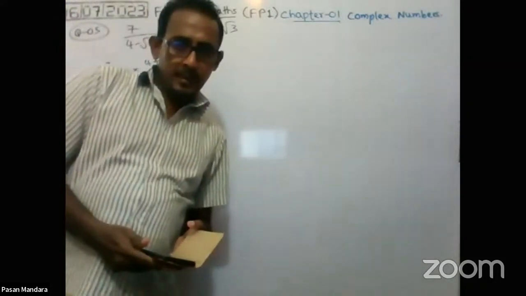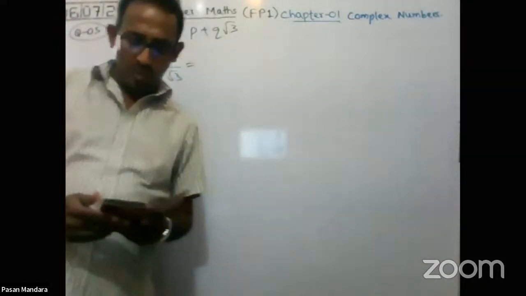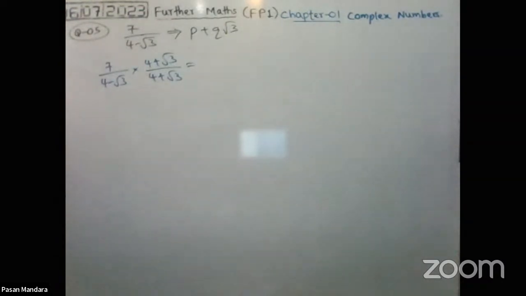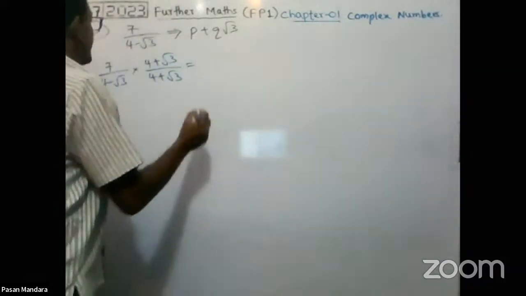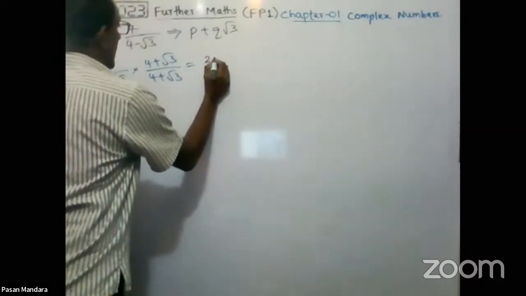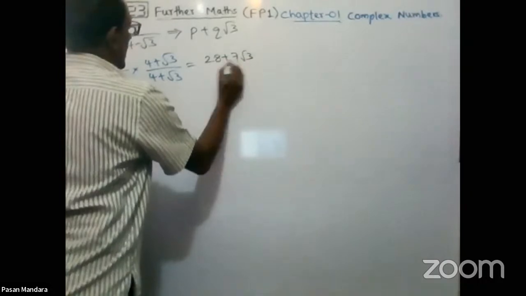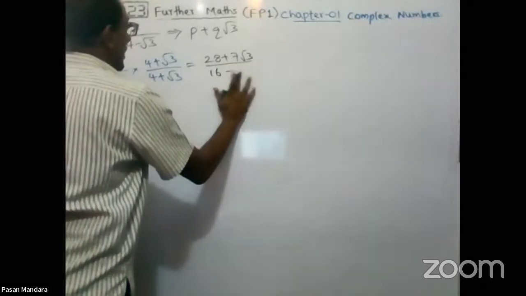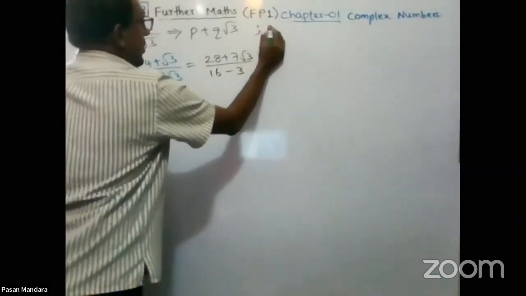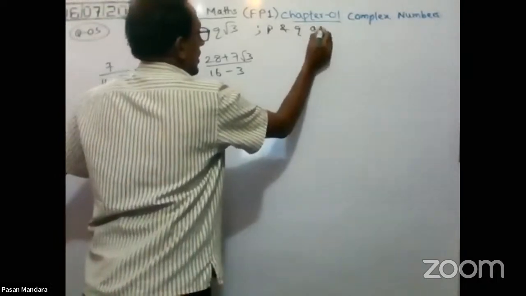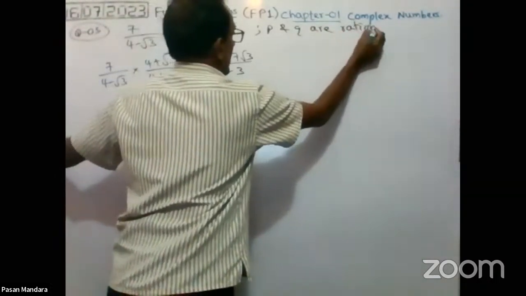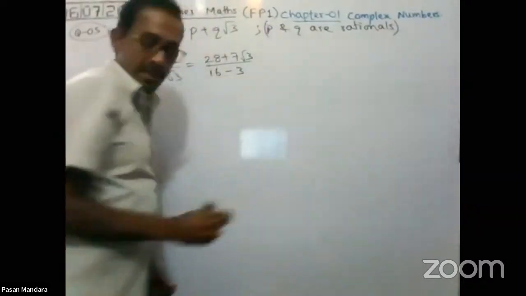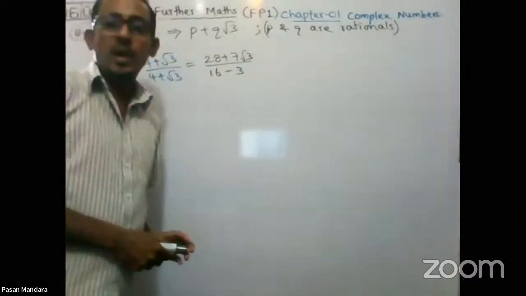P is 28. We'll see. Q also you type. Q is 7. Okay, we'll see. Now here P and Q are rationals. That I think is mentioned in the question. Yeah, P and Q are rational.